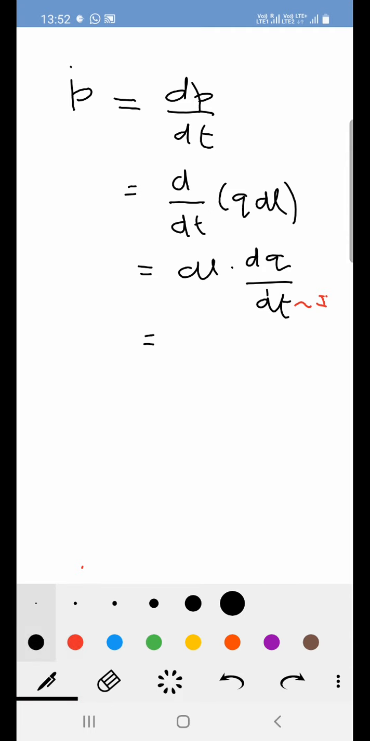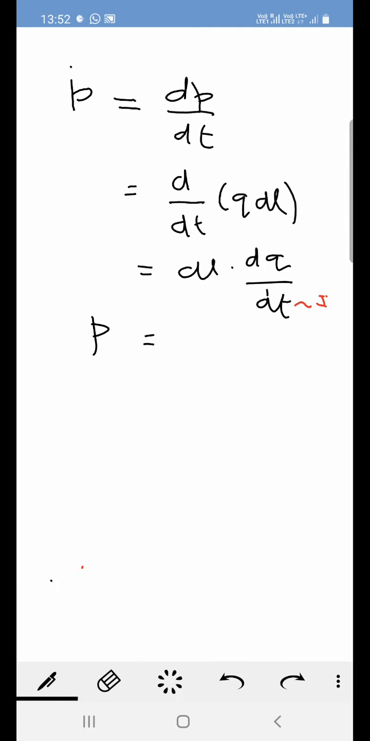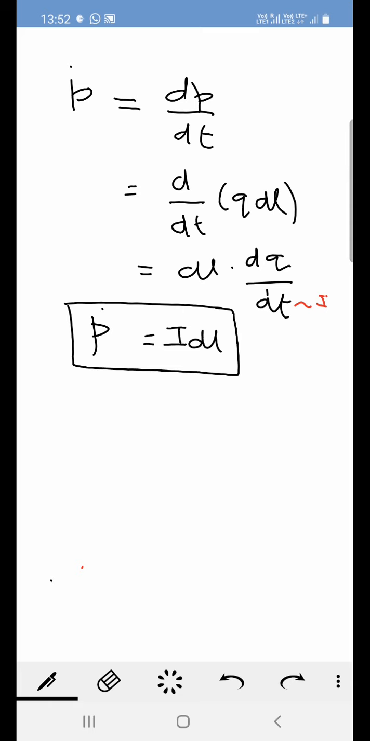So the value P dot is equal to I dl is the expression that is obtained. So the time rate of change of dipole moment is equal to the current element.